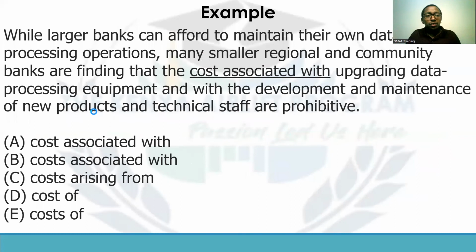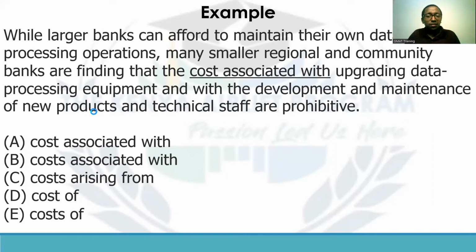So we'll do another example. Go ahead and pause, do it yourself, and then you can unpause and we'll continue. So we have: where larger banks can afford to maintain their own data processing operations, many smaller regional and community banks are finding that the cost associated with upgrading data processing equipment and with the development and maintenance of new products and technical staff are prohibitive.